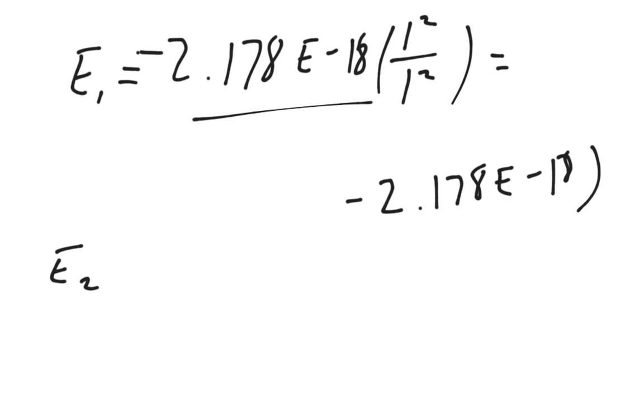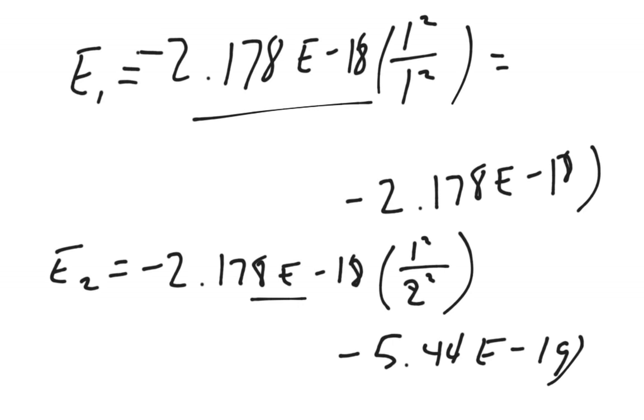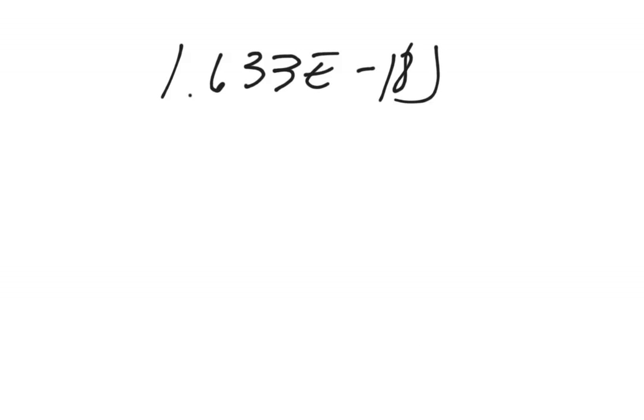The second energy level then should be, and my effective nuclear charge, my Z, is still 1 for hydrogen, but this time I'm going to see what the second energy level looks like. So it would be 2 squared, so it's going to be 1/4 of that number, so negative 5.44 e to the negative 19 joules. And now, just like we did last year, we subtract the two levels. And that will give me a number of 1.633 e to the negative 18 joules.